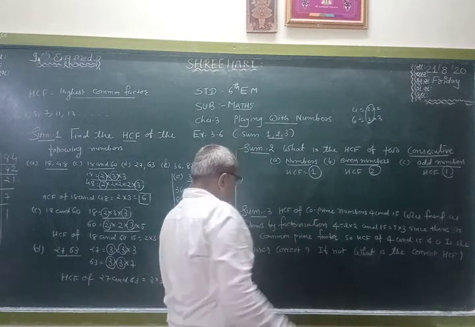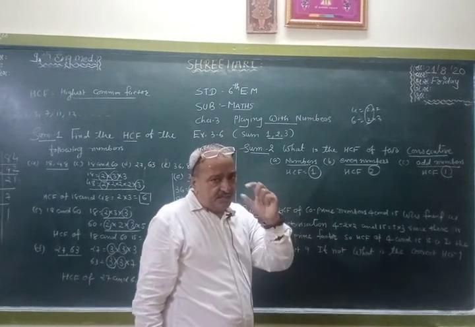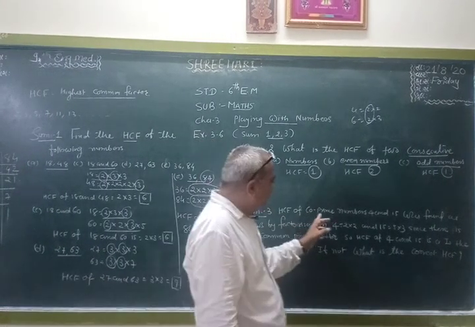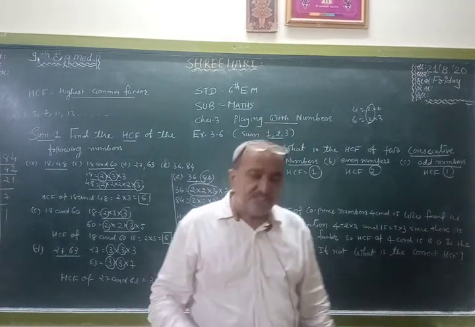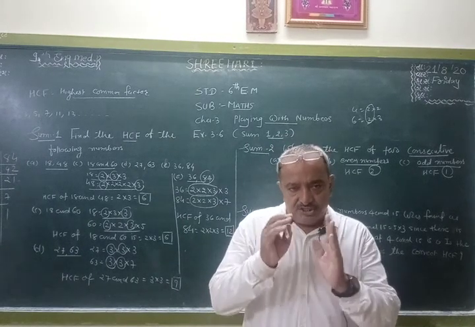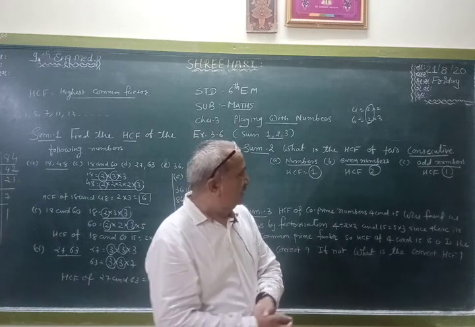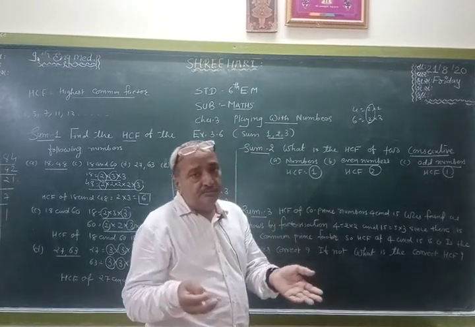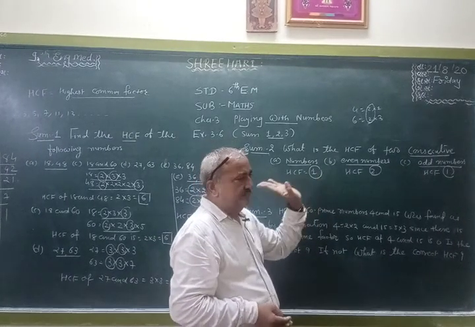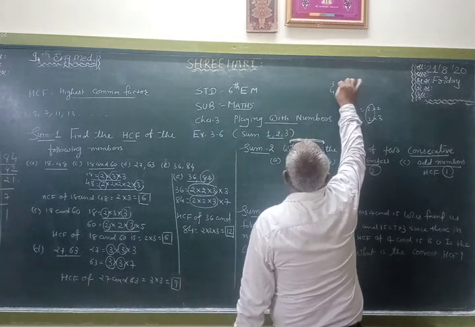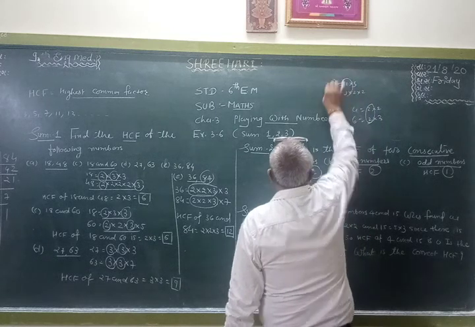Now, sum number 3. Friends, your question is very big, but the answer is very short and easy. HCF of co-primes. Friends, last period I told you about co-primes. What is co-prime? Which 2 numbers have HCF only 1? Means in the 2 numbers only 1 is the common factor. Suppose 3 and 4. In 3 and 4, 1 into 3, 1 into 2 into 2, so 1 is common. So 3 and 4 are co-prime.